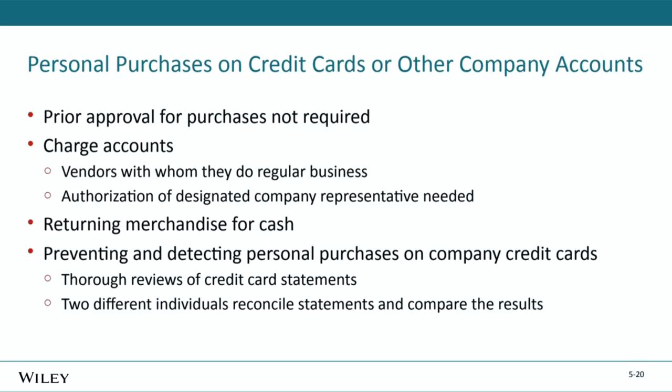Okay, and then we said, buying things on the company credit card, or if the company has an open account with another company, fine. In which case, with a credit card, prior approval is not required. If it's a company open account with a vendor with whom they do regular business, authorization of the designated company rep is needed. So if that's the person pulling off the scheme, boom, you can get it done. And then you receive the merchandise. Well, if it's something you wanted, great. But if it's not, then you sell it, return it for cash, or sell it online on eBay.